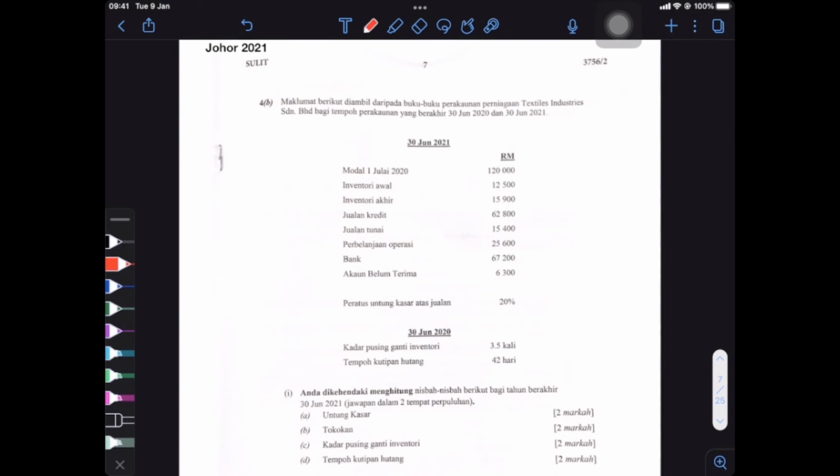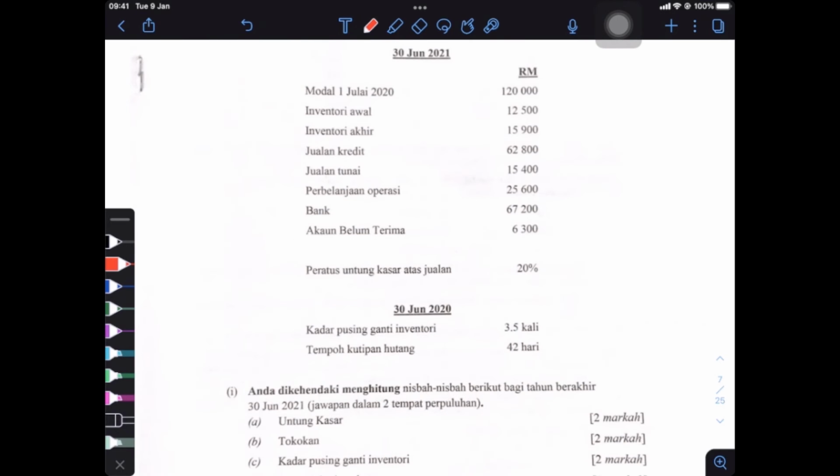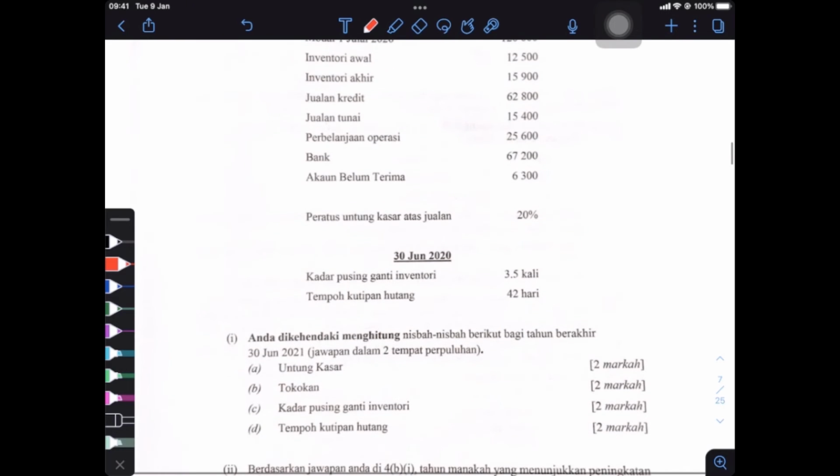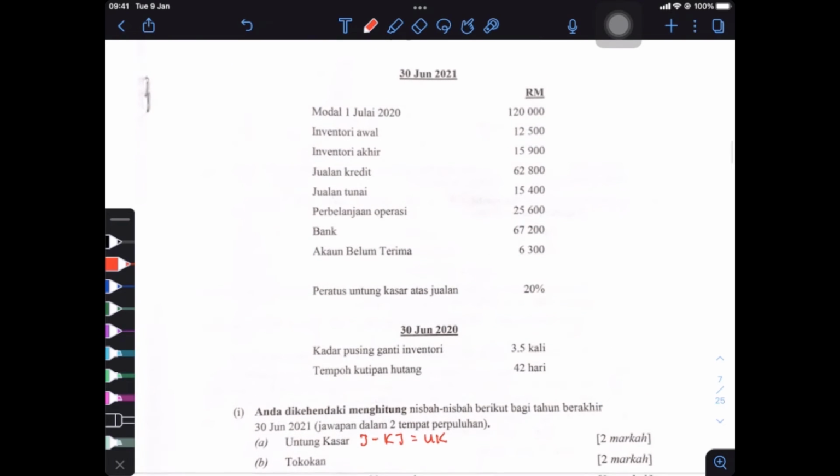Let's do some questions lah. Jualan bersih minus kos jualan, that's a good try. Jualan minus kos jualan, you get your untung kasar. That's a correct formula for untung kasar in general. Okay, the issue with this question is that if you look at the information given here, we have jualan bersih. So we have jualan kredit and jualan tunai. And then we have inventori awal and inventori akhir for us to calculate kos jualan. But the issue here is that we don't have belian.